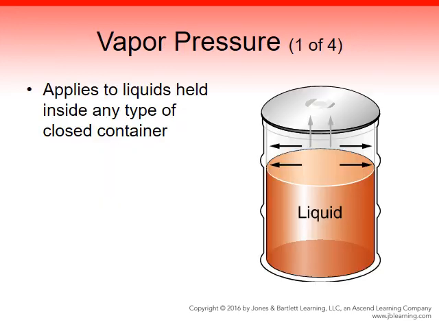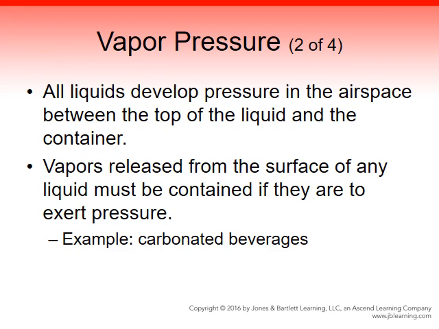Vapor pressure applies to the liquid held inside any type of closed container. All liquids, including water, develop a certain amount of pressure in the airspace between the top of the liquid and the container. The vapor released from the surface of any liquid must be contained if it is to exert pressure. A great example of this is your Coke or Pepsi products. You know how you've got the can there, and when you crack the lid, that pressure is released. Another good example: you take that same Coke can or Pepsi can and leave it in the sun on a hot summer day out in your car. What's going to happen?